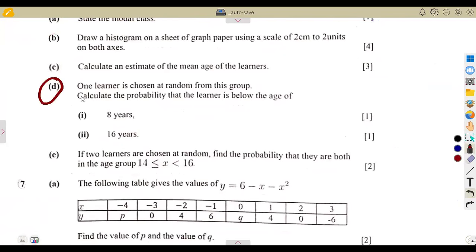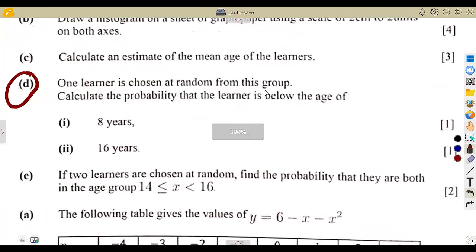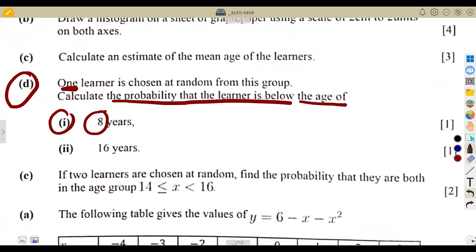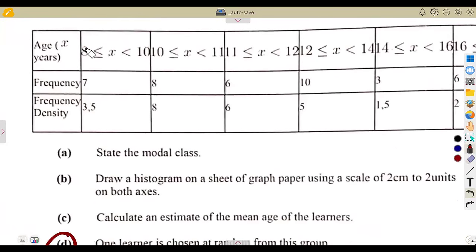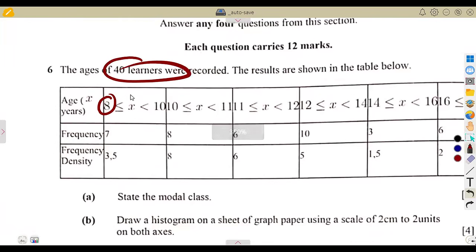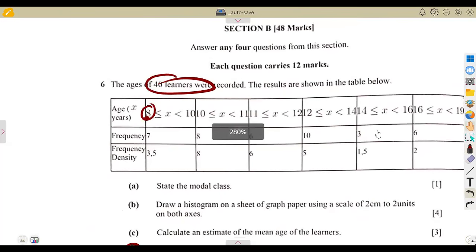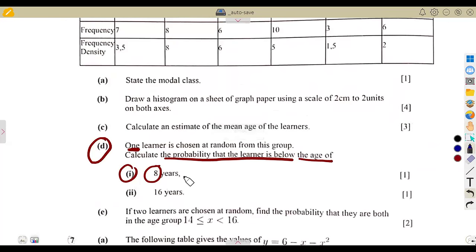Okay? For part D, you're given that one learner is chosen at random from this group. Only one. Calculate the probability that the learner is below the age of 8 years. The minimum age that we are given among these 40 learners is 8, so X is greater than or equal to 8. We do not have anything that is less than 8. So the probability of something that does not exist is 0. We do not have any age below 8.